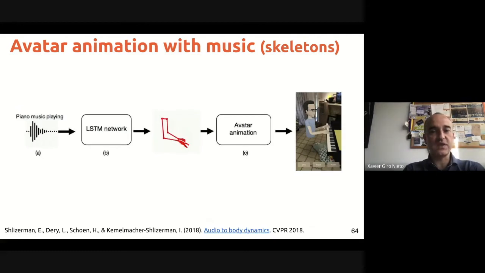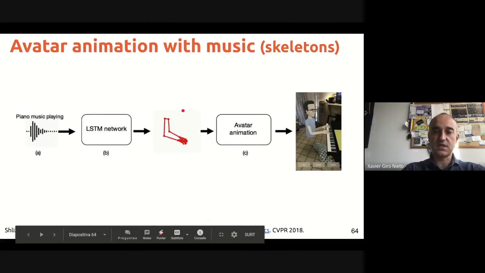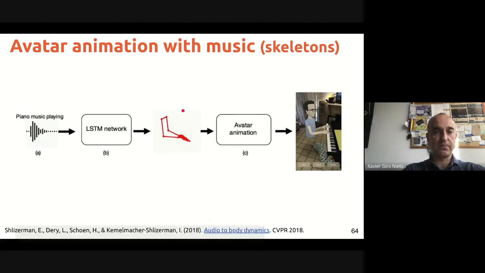In this work, they simplify the problem. Now they are not trying to generate raw pixels from raw audio, but they say, okay, let's make it a bit easier. Let's introduce in between some simplified representation. In particular, we know that in this case the audio refers to piano music. And I'm going to model the upper part of the body, the arms and hands of the player, with key points, okay? So that's what we are going to be predicting. The network here does not predict the pixels. What it predicts is how the positions of the joints are evolving in time.